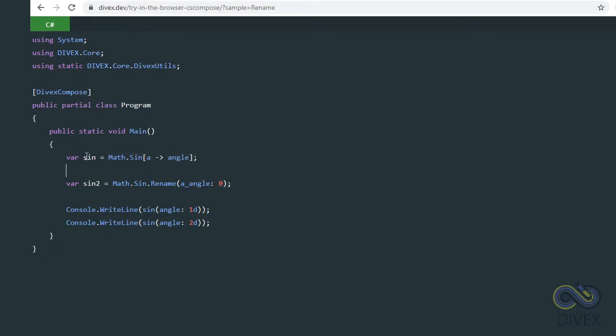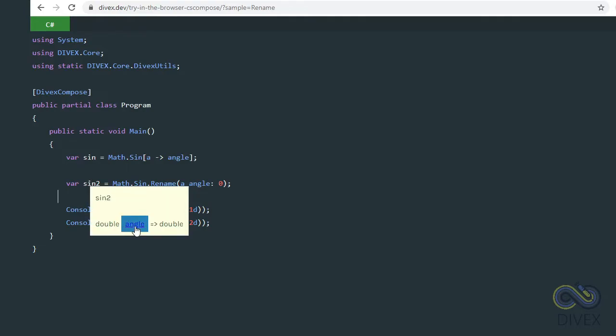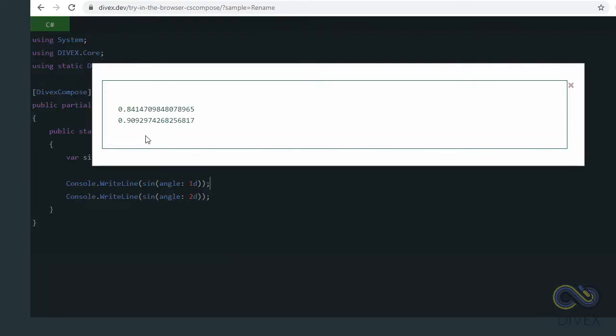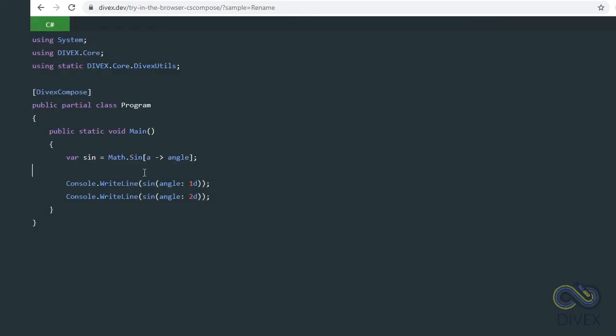Okay, so now sign and sign2 are exactly the same. They take an angle parameter and return double. Okay. So here I'm calling the sign function 2 times, passing 1 and 2 as arguments, right? Okay, so let me run this example using Ctrl Shift and X, and here I'm getting sign of 1 and then sign of 2.